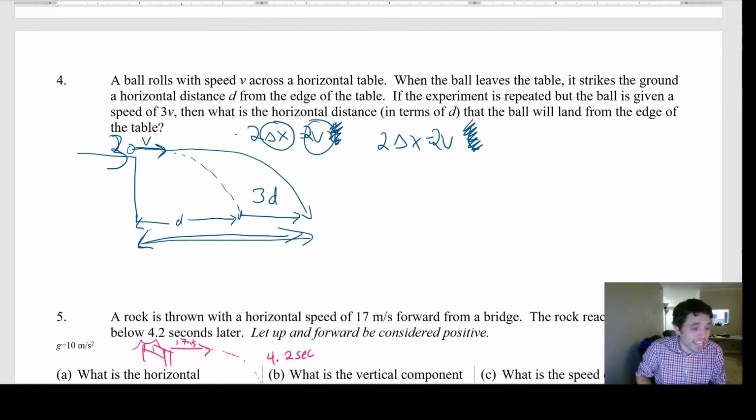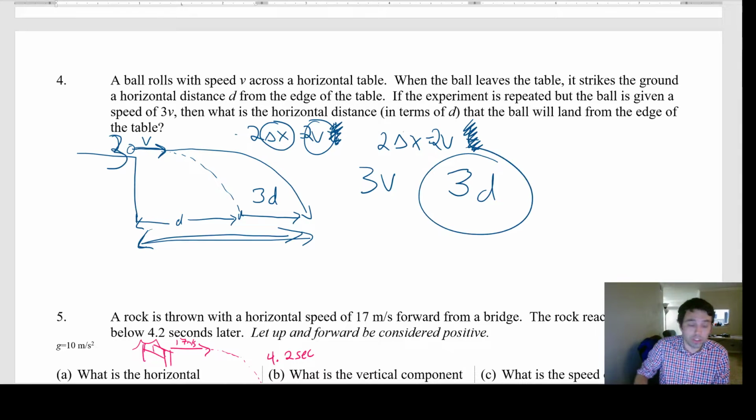The answer is 3D, because it's a direct relationship. So if we triple the velocity, we also triple the distance. So the answer is 3D. That's the answer.